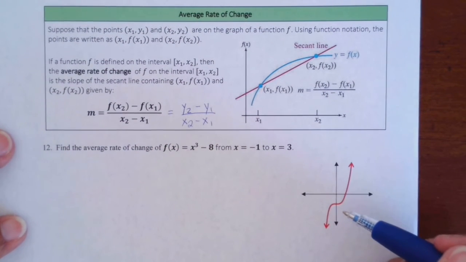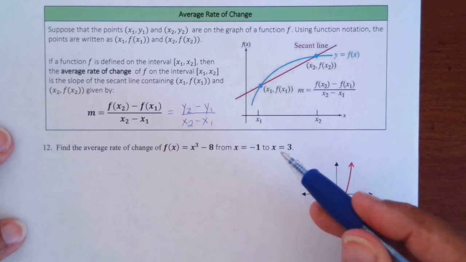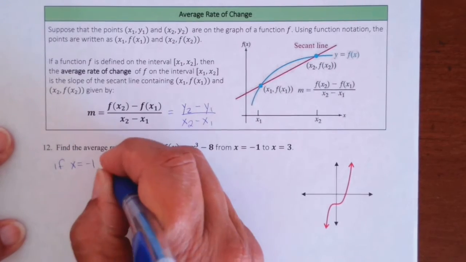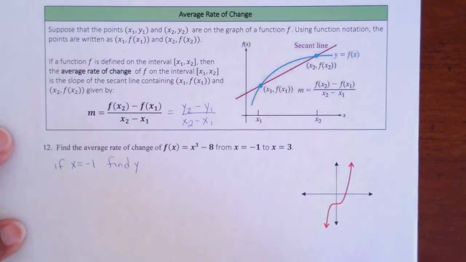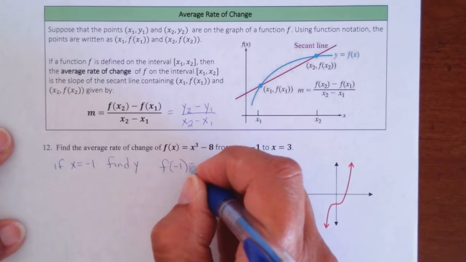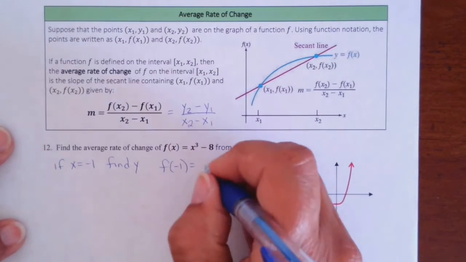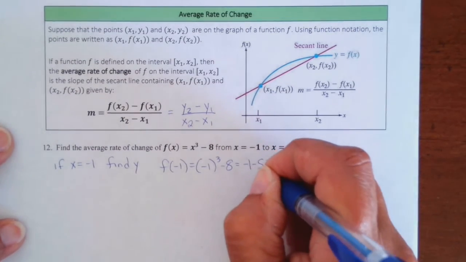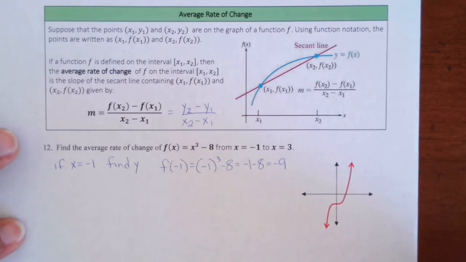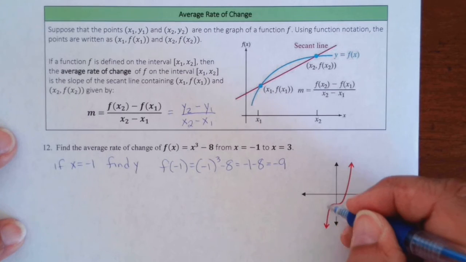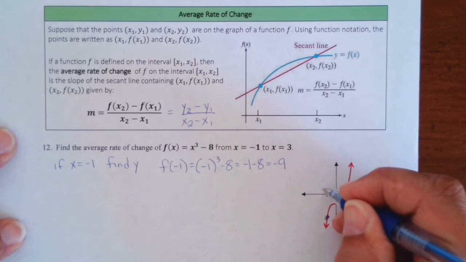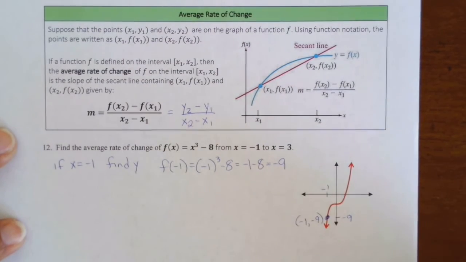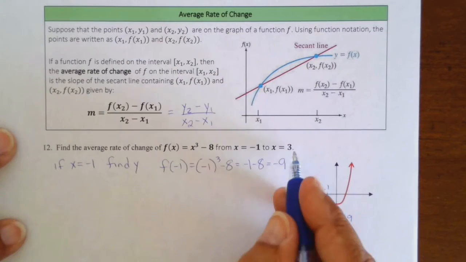So here's the graph of that function, x cubed minus 8, from x equals -1 to x equals 3. All right, so if x equals -1, I got to find y. So I'm going to find f of -1. I'm going to put in -1 here and work this out. So -1 cubed minus 8 equals -1 minus 8, which equals -9. Okay, so I'm going to put this ordered pair here. Here's the point. There's -1, and let's call that -9 down here. So there's that point, -1, -9.